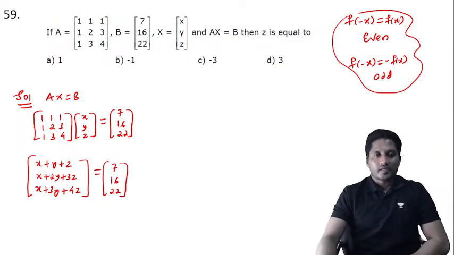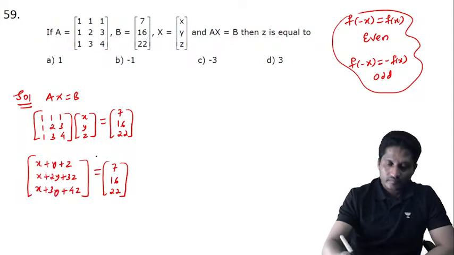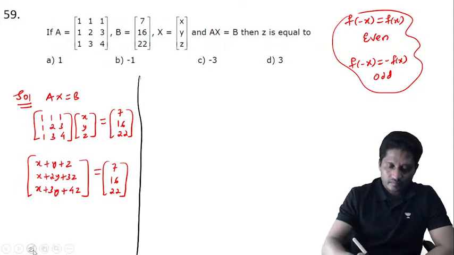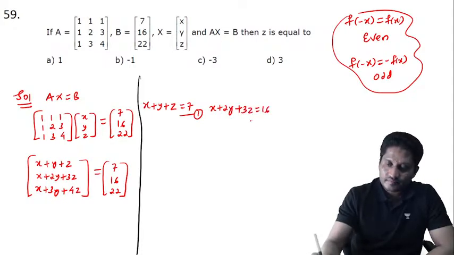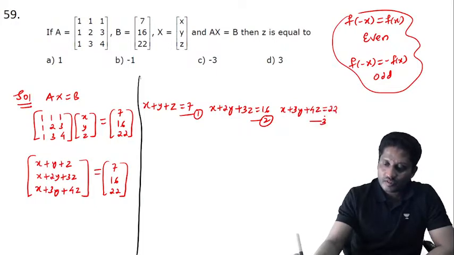Okay, now if I equate them, x plus y plus z is equal to 7, you call equation 1. x plus 2y plus 3z is equal to 16, and x plus 3y plus 4z is equal to 22, call equation 3.